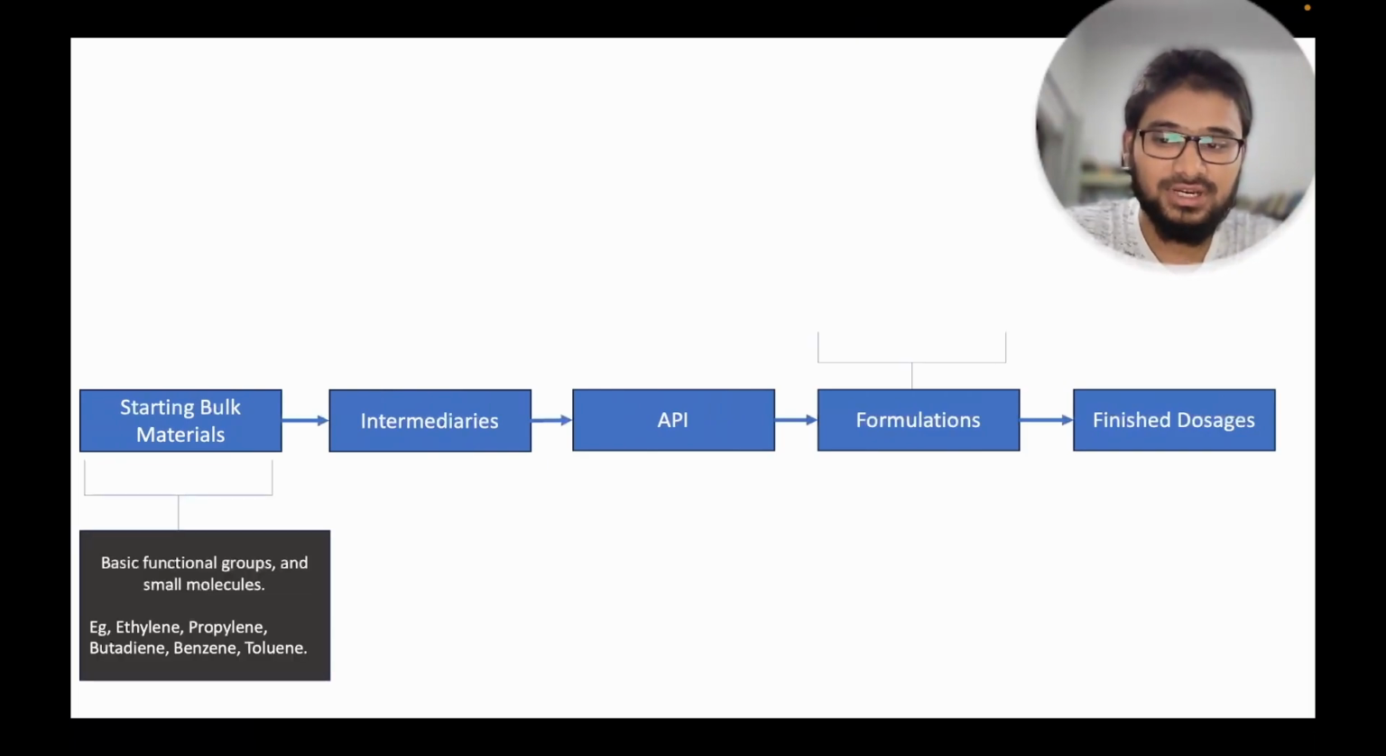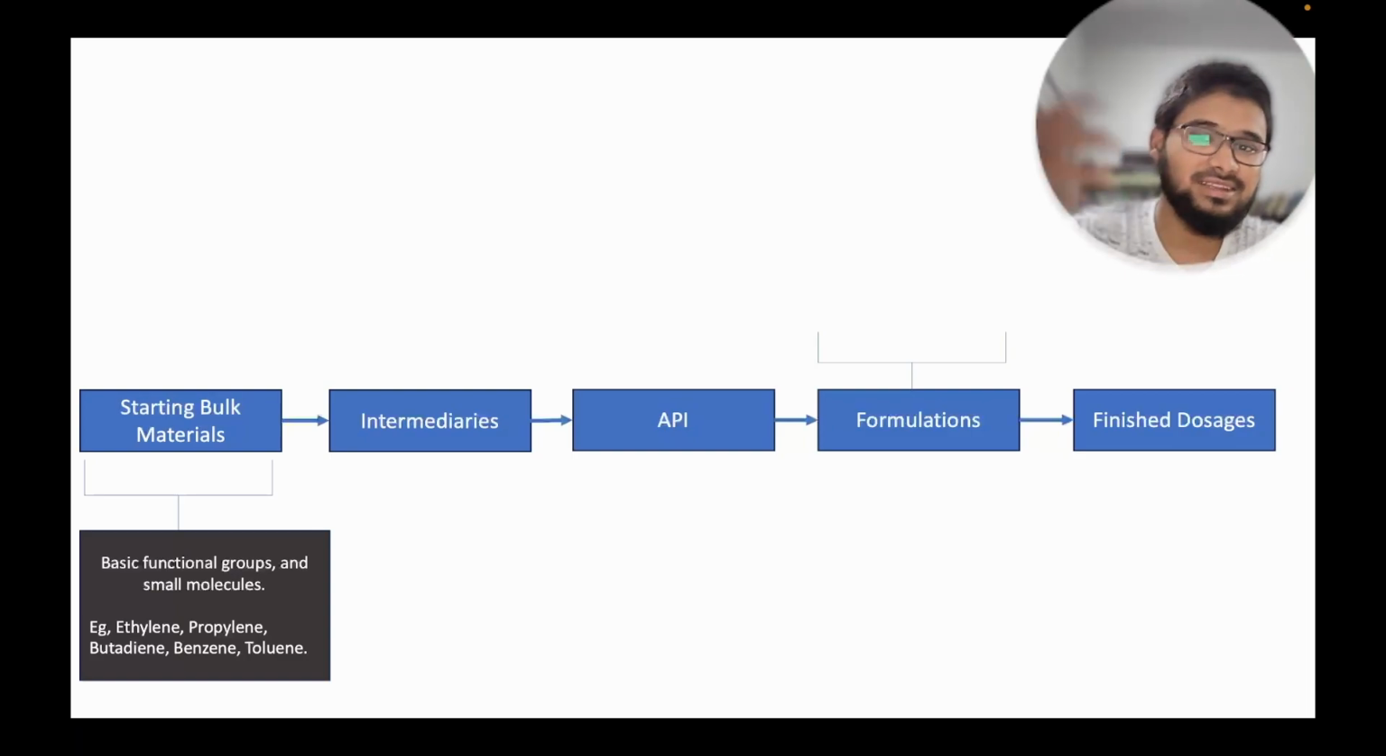Starting material. So starting materials are basic functional groups and small molecules like ethylene, propylene, butadiene, benzene, toluene. These are basic materials, right? And anyone who has studied chemistry knows that this is the starting material for countless chemical reactions, or there are tons and hundreds of things that you can make from these basic elements. These are not elements, these are molecules, but these are still very basic molecules.